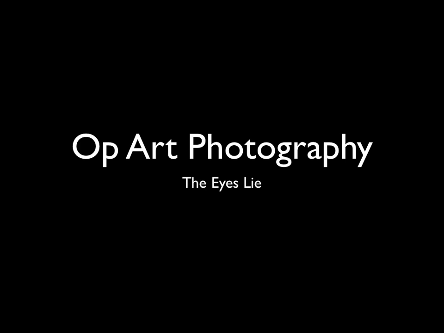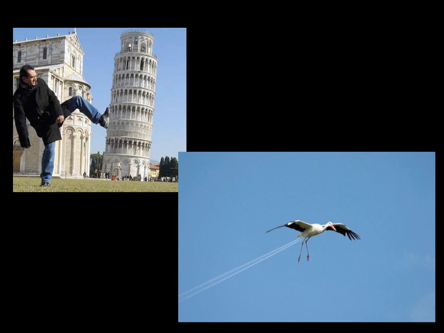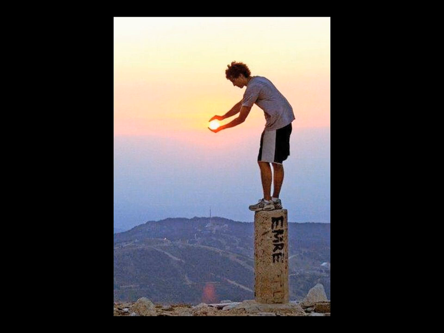Okay, so we're going to do a quick op art explanation so that you can have some examples to go by. The goal is to use the 2D format, the flat format, to make the 3D world do strange things. You can see that the guy looks like he's pushing over the Leaning Tower of Pisa, or the crane has jet powers. You have to work with spatial distance, which means you have to understand it in a different way than you did for the other projects. You have to allow for the flattening and use that to your advantage.